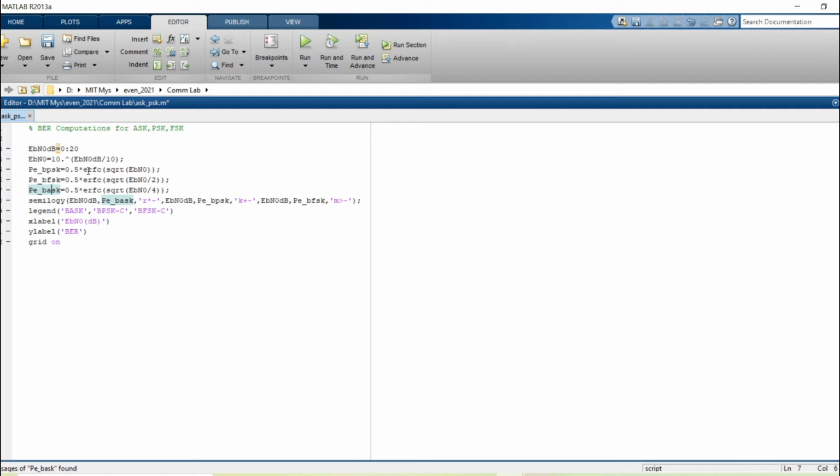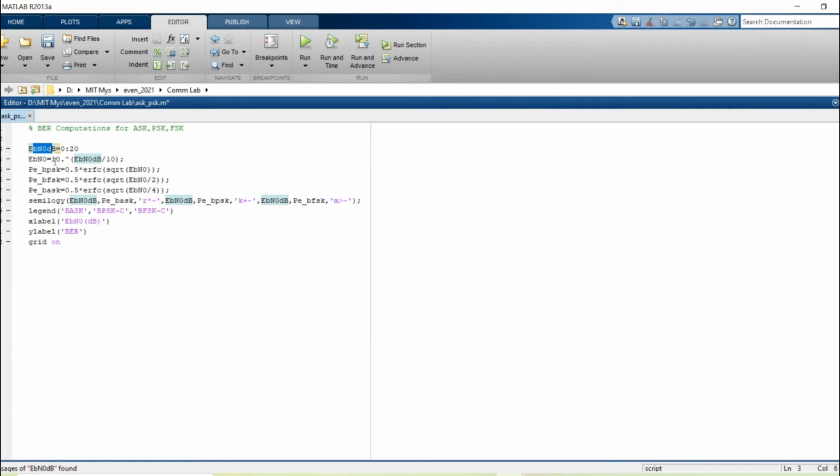And there is an inbuilt function, erfc, the complementary error function, which is already there in MATLAB that we can use. For BFSK, it is 0.5, that is 1 by 2, multiplied by erfc of the square root of Eb by N0 by 2, and for BASK it is 1 by 2 erfc of the square root of Eb by N0 by 4, as already stated. So this is now calculated for every value of Eb by N0 in decibels.